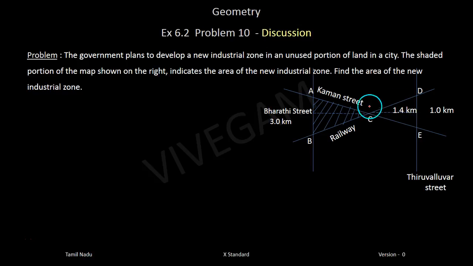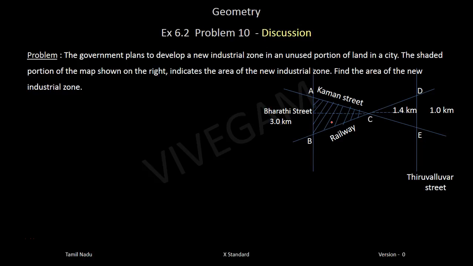We need to show this triangle is similar to this triangle. If we can show that this is similar to this, then we can calculate the area using the similarity triangle properties. That is, the ratio of the areas of similar triangles is the ratio of the squares of the corresponding sides, because we have the corresponding sides. Here it is given 3 kilometer and this corresponding side is 1 kilometer. So from that square we can calculate the ratio of the areas of the two triangles, and we also know one triangle's area, which means we can calculate the second triangle's area. This is how the problem will be solved.